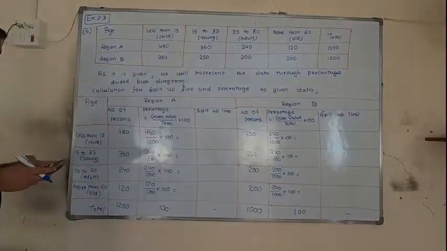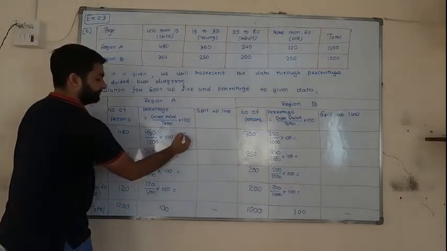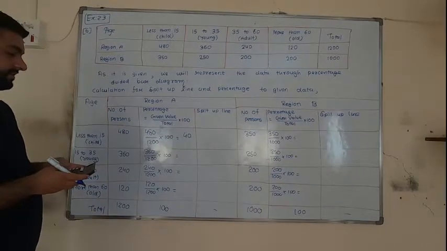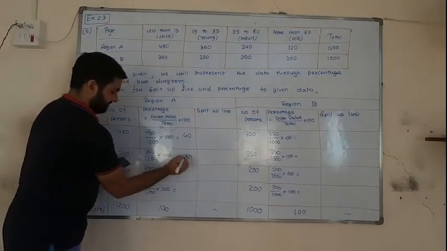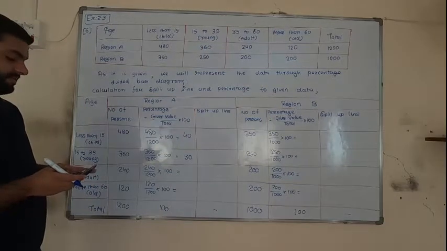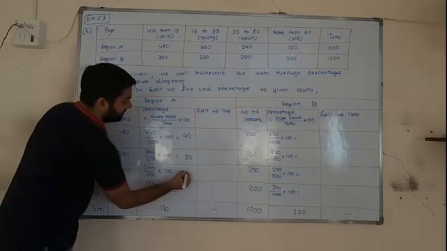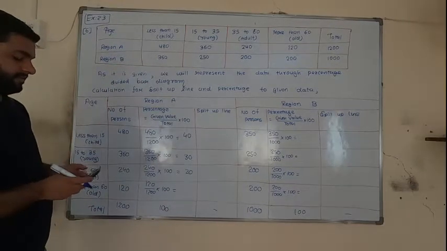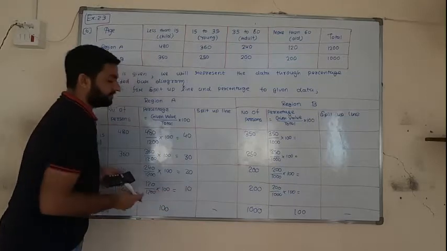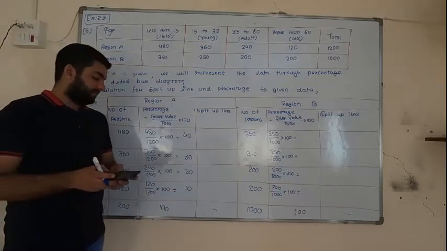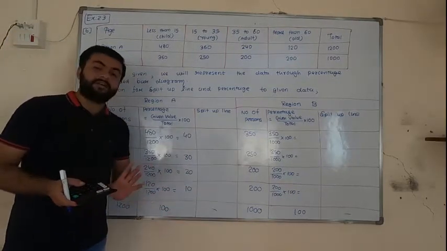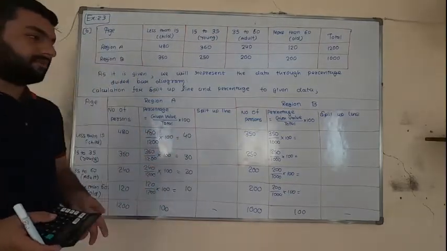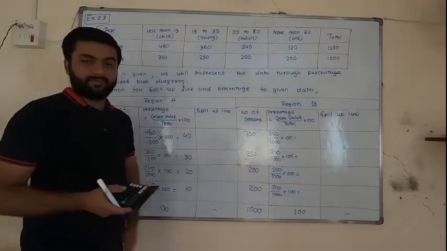480 divided by 1200 multiply 100 is 40. 360 divided by 1200 multiply 100 is 30. 240 divided by 1200 multiply 100 is 20. Okay. 120 divided by 1200 multiply 100 is 10. Now to check, 40 plus 30 plus 20 plus 10 is 100 percent. It is not always that the values will come in line like this. Sometimes it may come and sometimes it may not come.